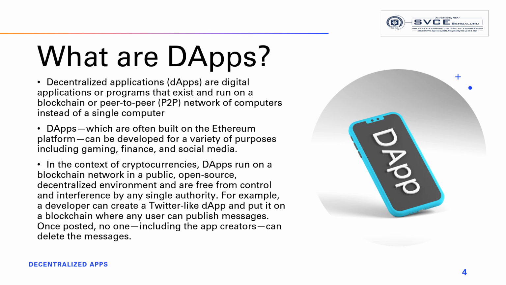So DApps, which are often built on the Ethereum platform, can be developed for a variety of purposes, including gaming, finance, and social media. In the context of cryptocurrencies, DApps run on a blockchain network in a public, open source, decentralized environment and are free from any control and interference by a single authority. For example, a developer can create a Twitter-like DApp and put it on a blockchain where any user can publish messages. Once posted, no one, including the app creators, can even delete the messages.